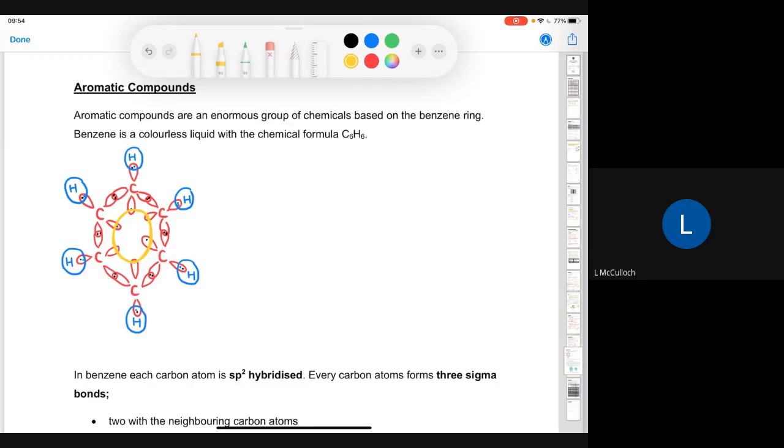Now, we would generally never draw benzene like that because obviously it's a bit much. So benzene would be drawn in either of the following ways. So we can draw benzene like this. Or we can just make it even more simple and draw benzene like that.